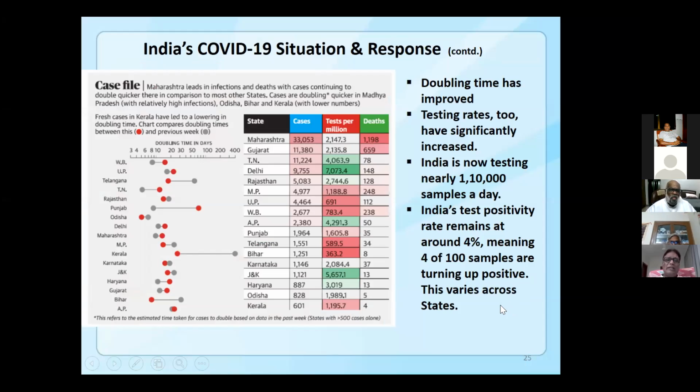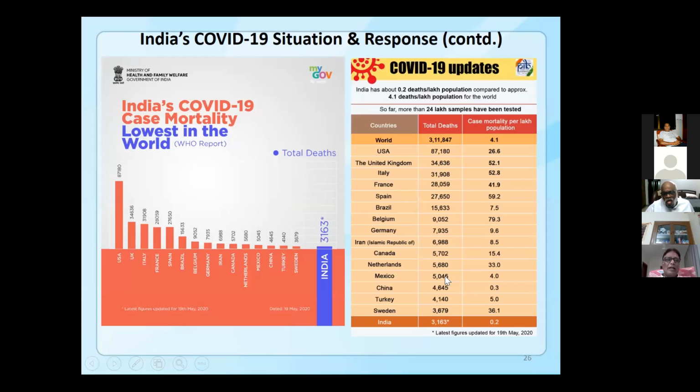I'll skip some of these because I'm sure you have been seeing these in your social media, in your newspapers. But what is peculiar about India right now? We have the lowest case mortality. That's true. Even at this point in time, our case mortality is 0.2 as compared to China, which had 0.3. And when you look at others in this picture here, you have UK with 52.1, Italy with 52 point. These are all per lakh population.